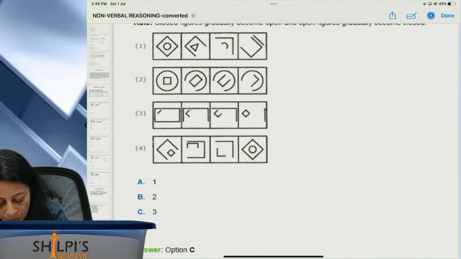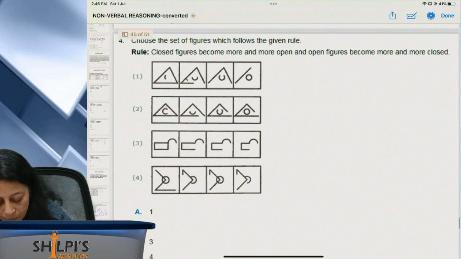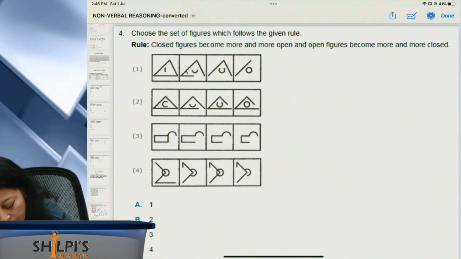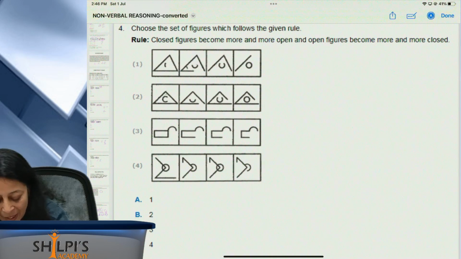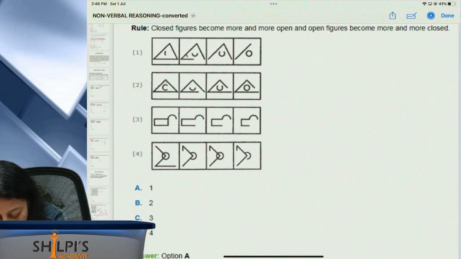1 gain, so 1 loss, 2 gain, 2 loss, 3 gain, 3 loss. So it is option C. Closed figures become more and more open and open figures become more and more closed. Almost similar to that only. So here, this becomes like this. Once this becomes slightly closed, you go with this. It becomes 0, you are closing.